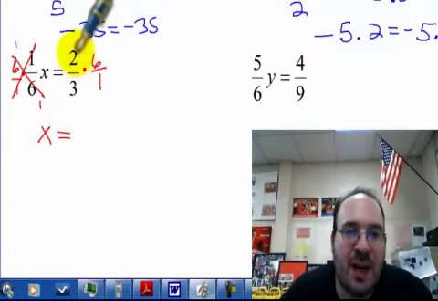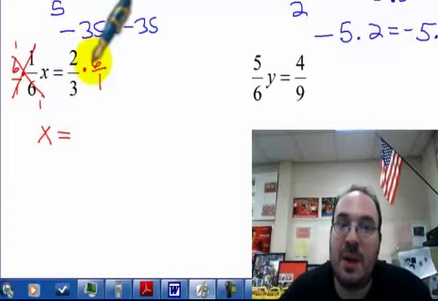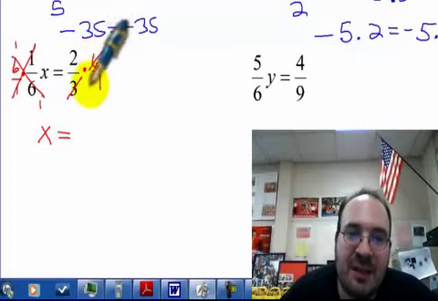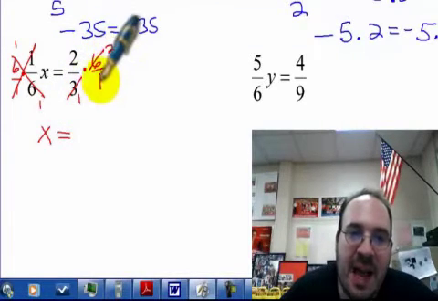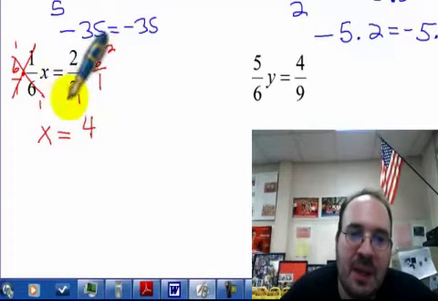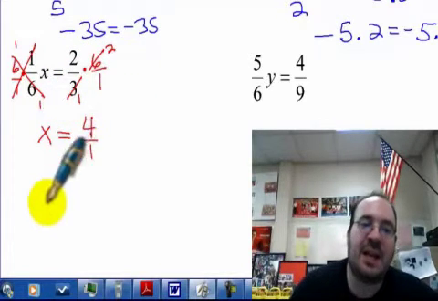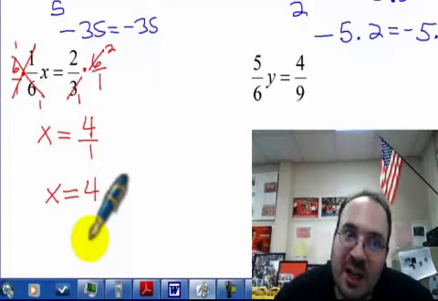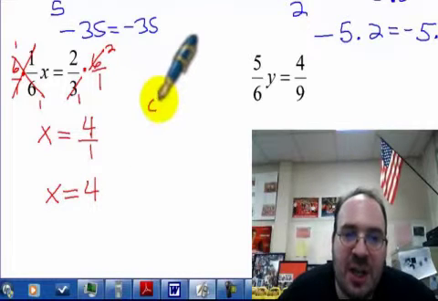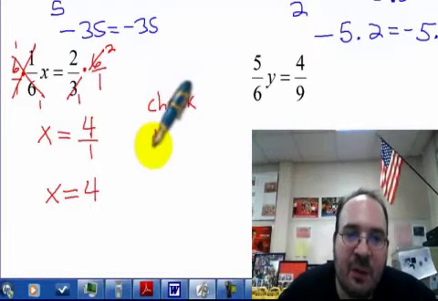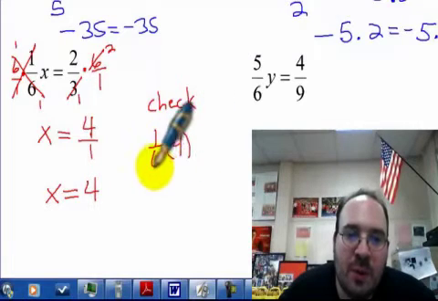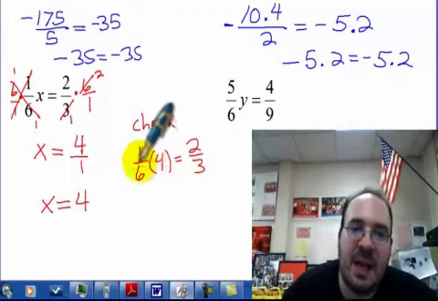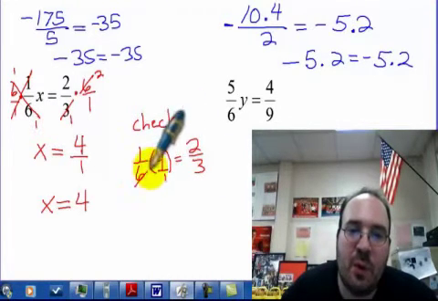And then when you multiply fractions, you multiply the top. Oh, but wait, before I multiply the top, I can actually cancel diagonally too. So 3 and 6 can both be divided by 3, and I get that. And then I multiply the top, and I multiply the bottom, so I get x equals 4. Okay? And then we check our work. So to check it, I have 1/6 times 4 equals 2/3. And then 1/6 times 4, you can write that 4 over 1.